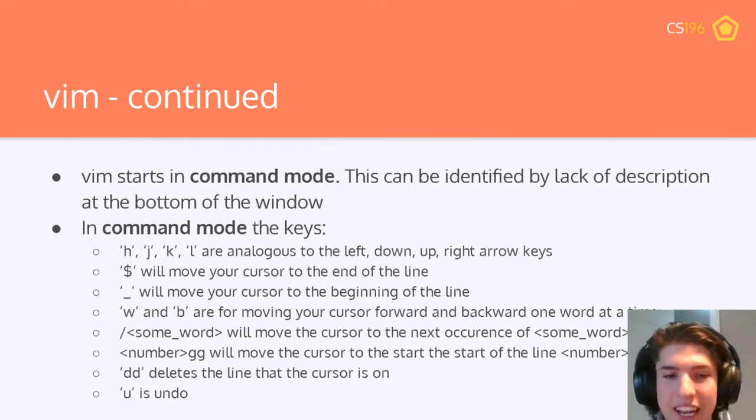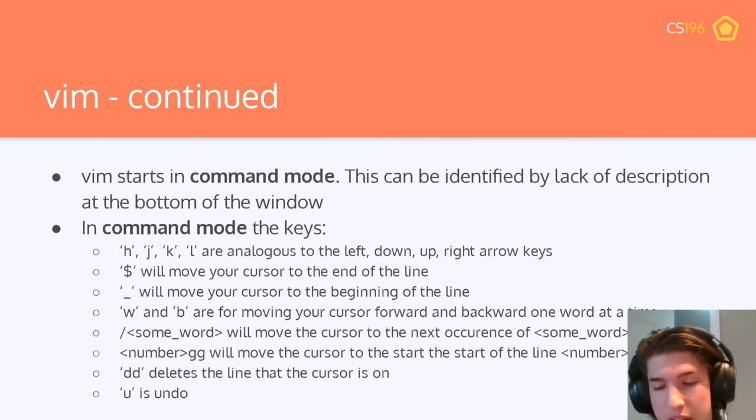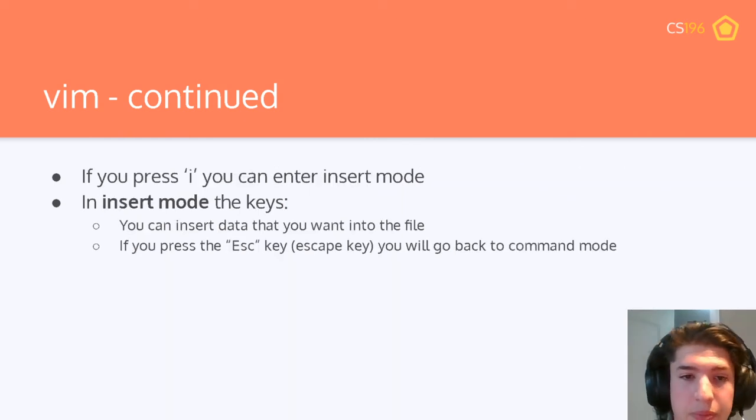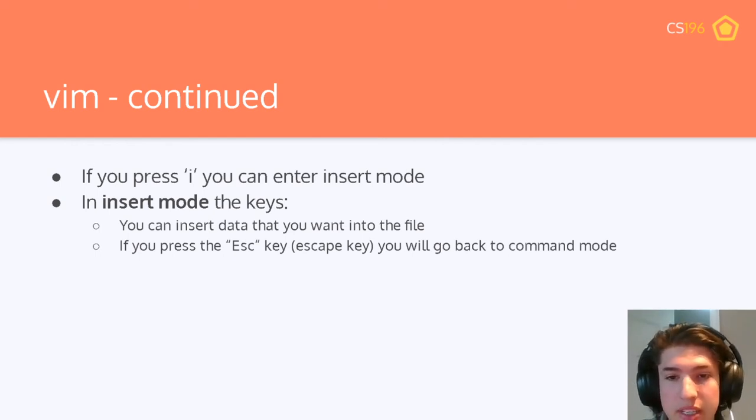DD deletes the line that the cursor is on, and then U undoes. So you can do tons of really quick and fast editing and cursor moving with this. So it's very useful. And then kind of the magic of Vim is you can so quickly move between command mode and insert mode that you can delete this word, delete this line, move to this word, change this variable to this, and it's actually very fast. Again, if you want to move into insert mode, you press I. Then you can type into the file and edit things. If you would like to leave insert mode, you can press Escape.